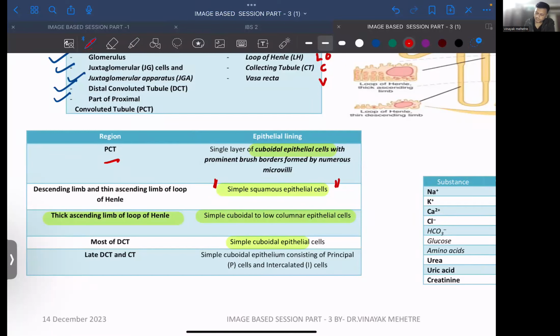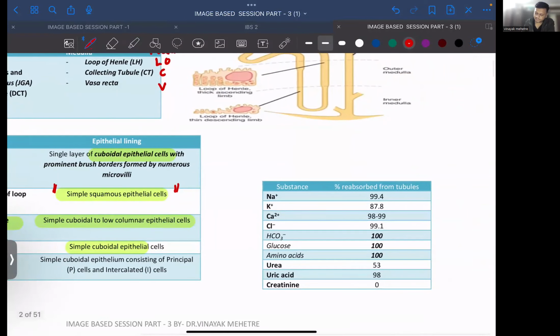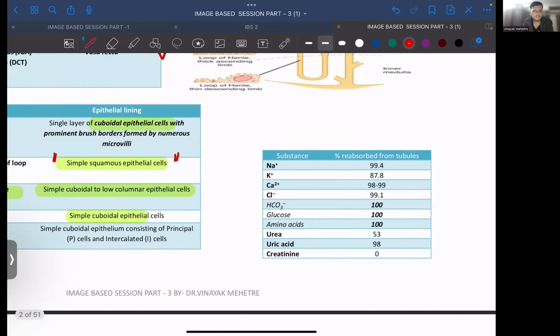Then comes the ions which get absorbed in the tubules. Remember a hint: you don't have to memorize everything. Whenever you get a question on which part absorbs maximally in the nephron, the answer is always going to be PCT, the proximal convoluted tubule. Remember the hint.